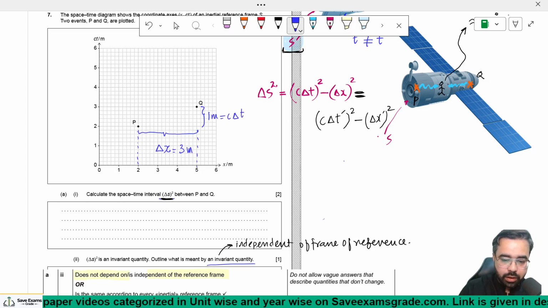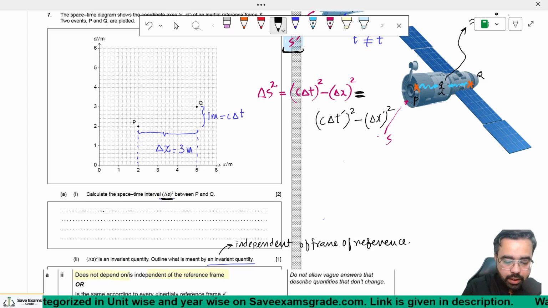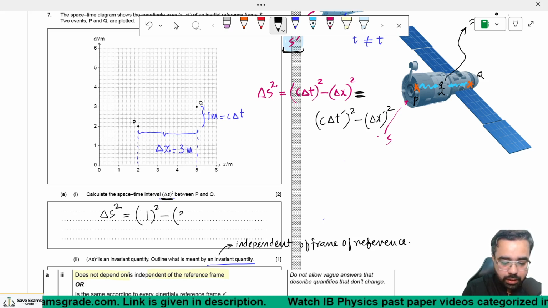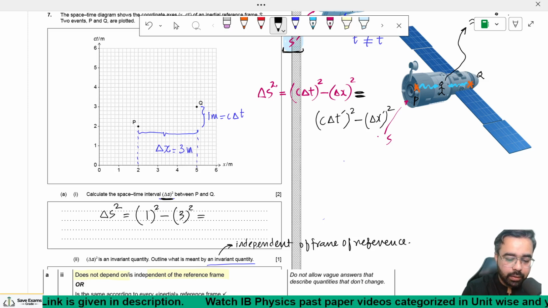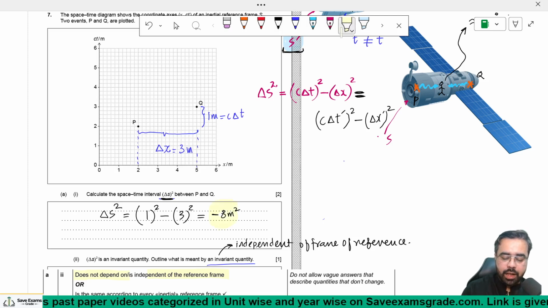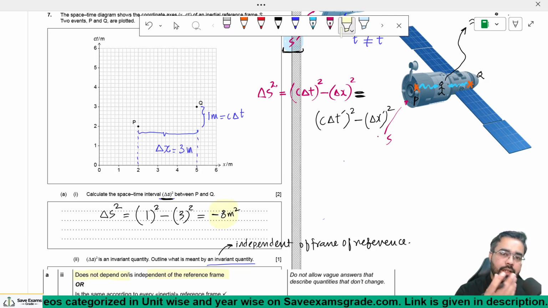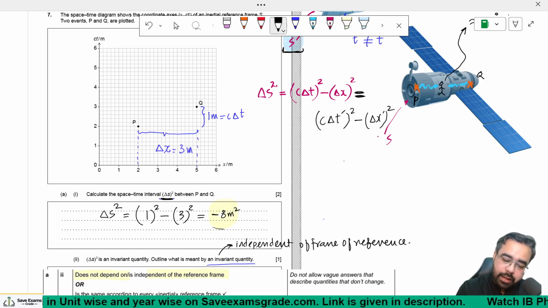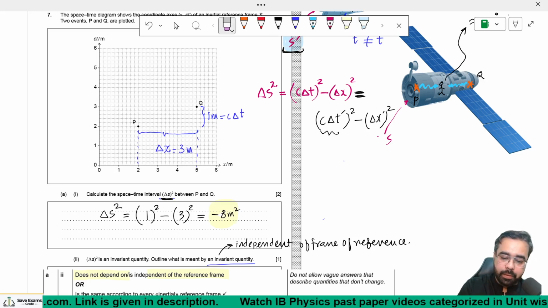Clear? So if I want to measure delta s square, we can do it by taking 1 square minus 3 square, and that will be equal to 1 minus 9, that is minus 8 meter square. So my point is that you can prove that a quantity is invariant if you get negative 8 meter square again by using the c delta t value and delta x value, right?